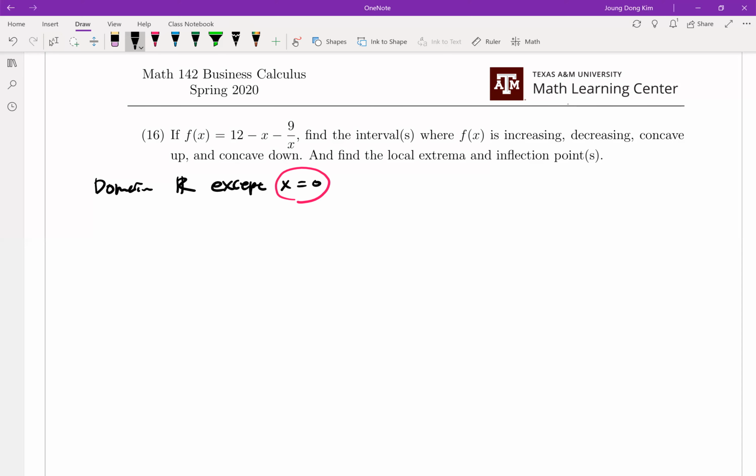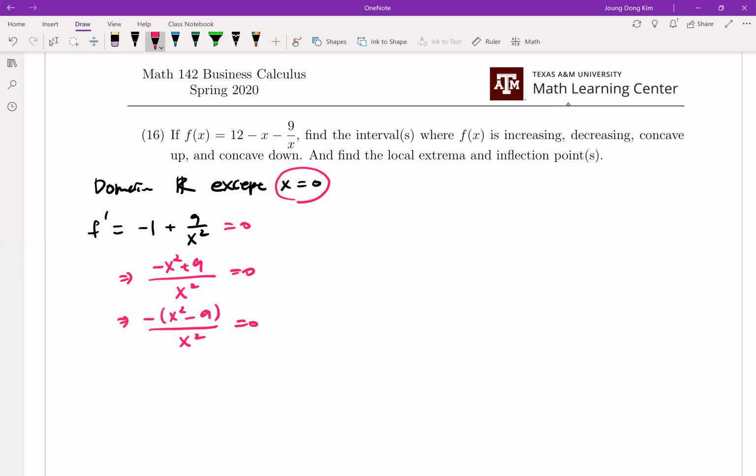So here we go. Now let's start from f prime. f prime equals 0, negative x prime is negative 1, and 1 over x prime is negative 1 over x squared, which is like 9 over x squared, right? And to find critical numbers, we're going to set that equal to 0, okay? Let me do the common denominator, okay? Minus x squared plus 9 equals 0. Then it can be written by, you see, I never divide or multiply any negative sign, okay? Because I don't want to have any conflict with the sign chart.